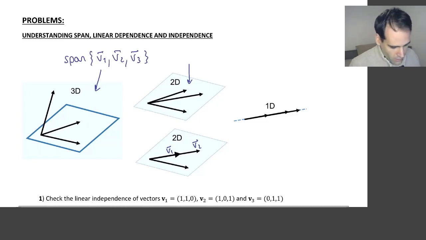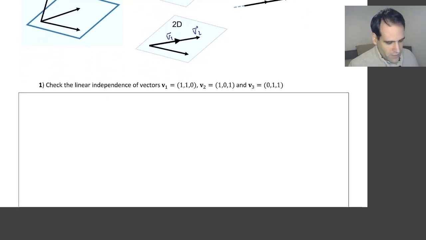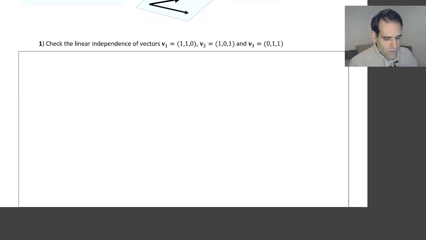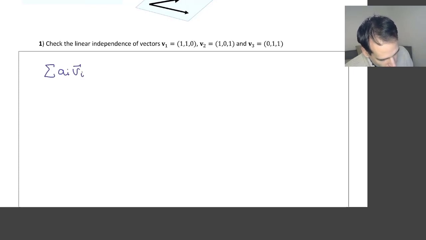So that's problem 1. Check the linear independence of vectors v1, v2, and v3, and I provide you the numbers for these 3 vectors. So let's check the linear independence or the linear dependence of these vectors. So how do we do it? Remember, to check for linear dependence, we need to check if we can have a linear combination equal to 0 or not. So this is the question.